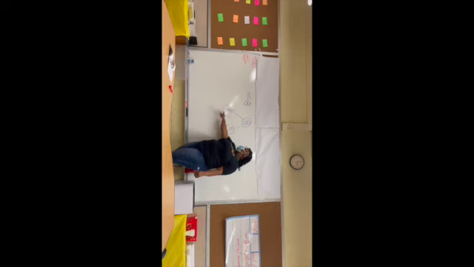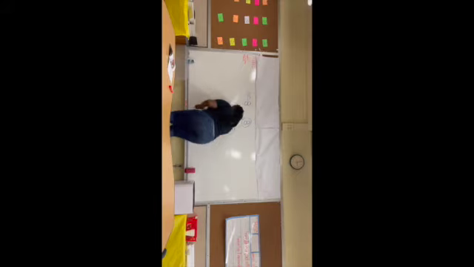Eight take away what number? One. Equals? Seven. But our number sentence says 8 take away 7 equals 1. Is that correct? No. So let's change it.